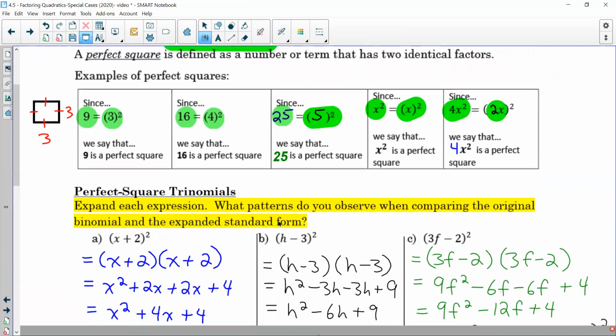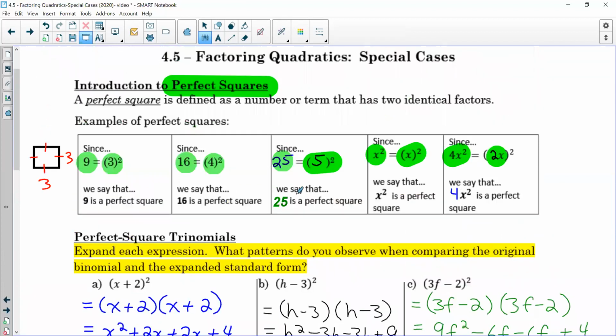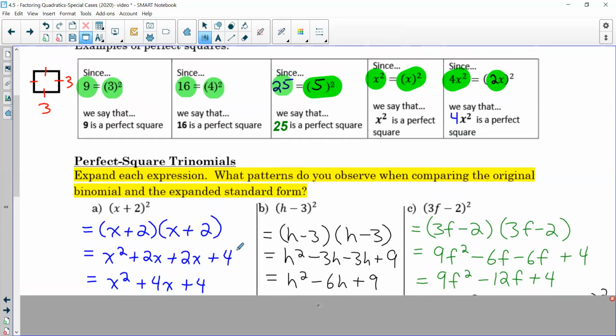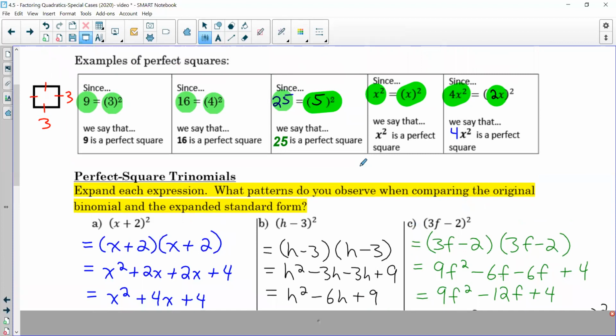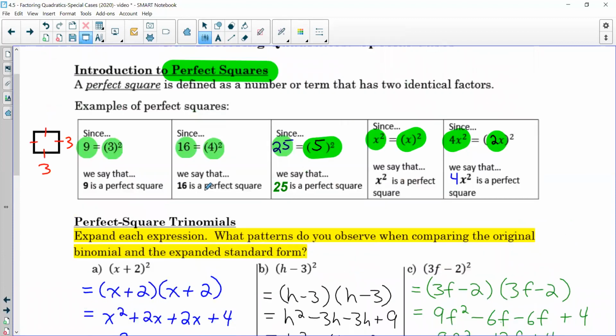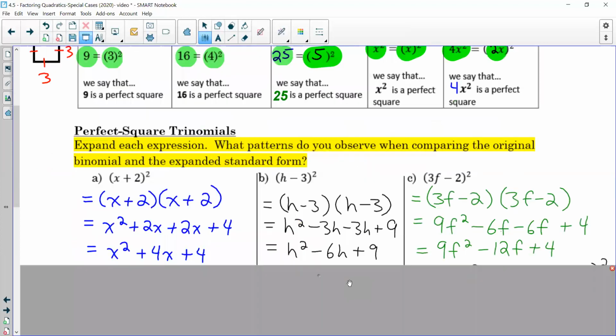Well, if you take a look at some of the samples up above, the 4 was part of a perfect square. The x squared is part of a perfect square. The 9 is also a perfect square. So these are all perfect squares: the 9, the 4, f squared, h squared, x squared, and that 4. So that's kind of interesting. So those are perfect squares.